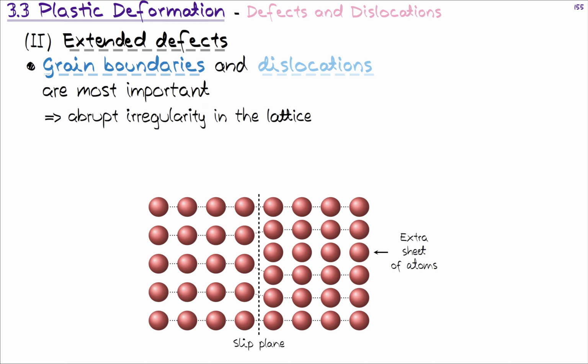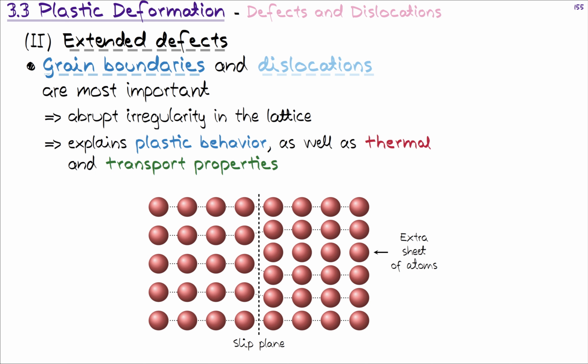So these extended defects are abrupt irregularities in the lattice. And in the context of this chapter, they explain the plastic behavior of solids. They also explain thermal and electron transport properties of many solids, so it's not just that they explain why plastic behavior takes place in materials. And it's not just that they explain why yield stress values are lower in practical materials than what the simple theoretical arguments suggest.